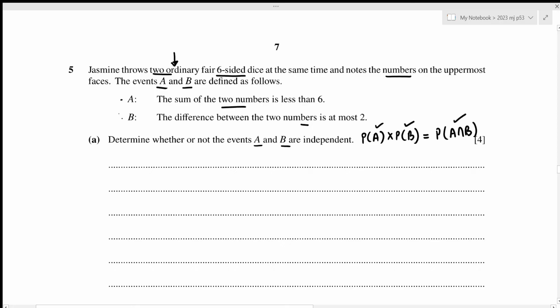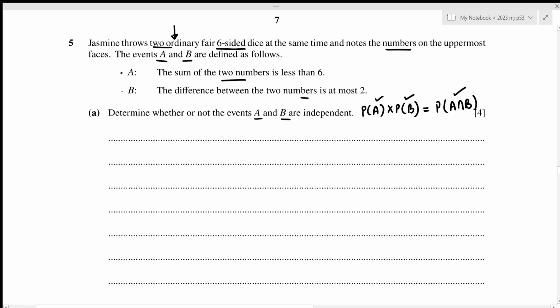In such cases, I find it easier to solve the question if I prepare the distribution table itself. Let's say this is dice 1, this is dice 2, 1, 2, 3, 4, 5, 6. These are the possible scores.